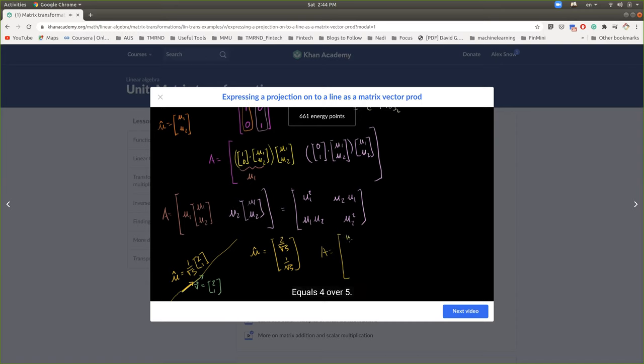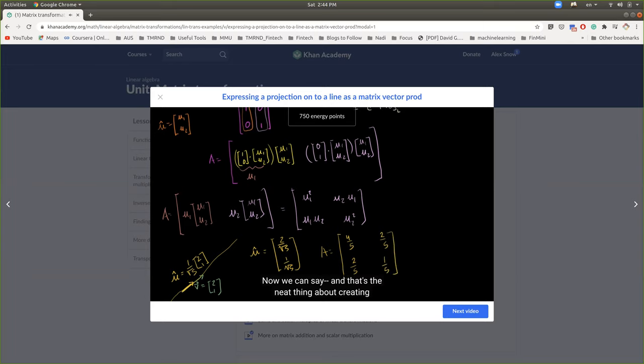Equals 4 over 5. And then what is u1 times u2? 2 times 1 over square root of 5 times square root of 5, so 2/5. I just multiplied these two. What is u2 times u1? Well, same thing. Order doesn't matter when you multiply. So this will also be 2/5. Then what is u2 squared? 1 squared over square root of 5 squared is just 1/5.